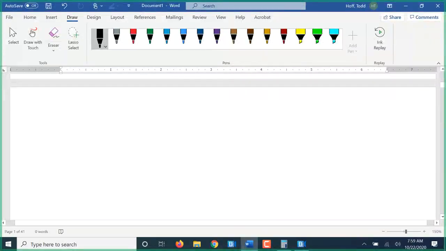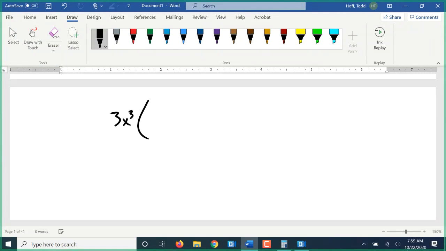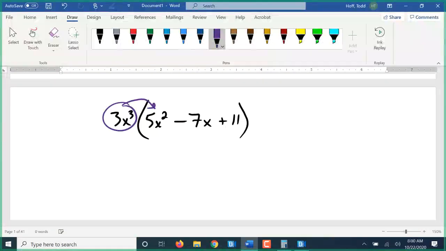We can have more than 2 digits in there if we need to. We might have 3x to the third times 5x squared minus 7x plus 11. It's still just distributing. 3x to the third times 5x squared. 3 times 5 is 15. X to the third times x squared is x to the fifth.